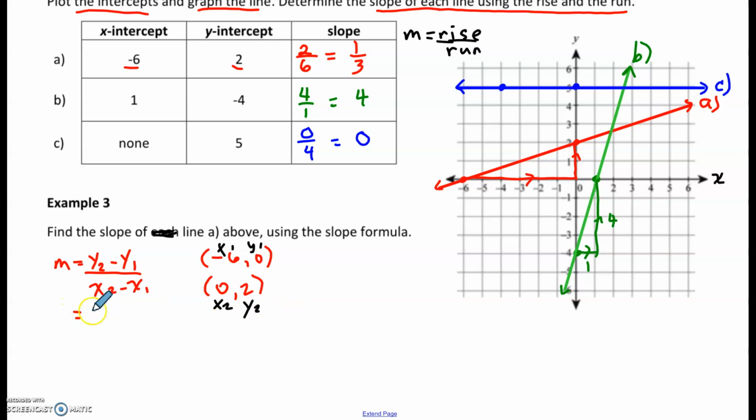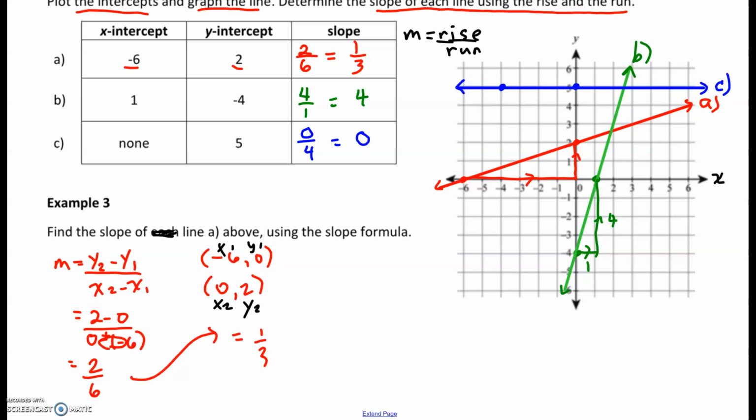So y2 is 2 minus, y1 is 0, x2 is 0 minus a -6. So 2 minus 0 is 2, and we're going to combine. So that's a plus. 0 plus 6 is 6, and we end up with a 1/3, just like we did with our rise and run formula.